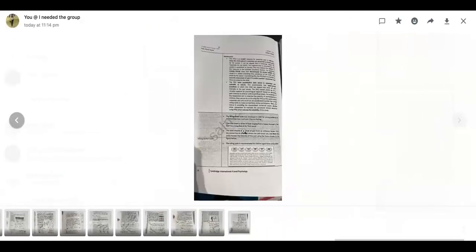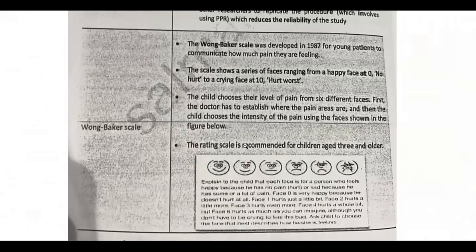Similar to this, we have a Wong Baker scale. Again, this is also for children aged 3 and older. So visually they're shown smiley faces too, till number 10, so it's 0, 2, 4, 6, 8, 10. So face 0 basically means that it doesn't hurt. Face 10 means that it hurts so much that they can't stop crying, and it feels really bad. Maybe face 6 means that it hurts a little more, something like that.